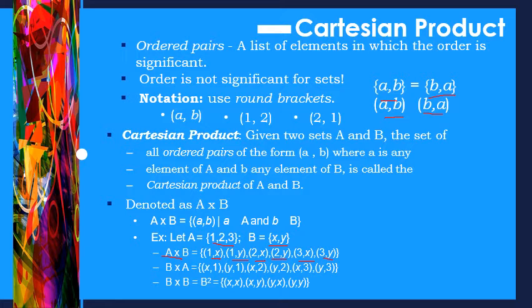Next, we have the Cartesian product of B and A. Now we start with B: (x, 1), (y, 1), (x, 2), (y, 2), (x, 3), (y, 3). Take note of that. Next, the Cartesian product of B with itself: (x, x), (x, y), (y, x), and (y, y). So, that is the Cartesian product.